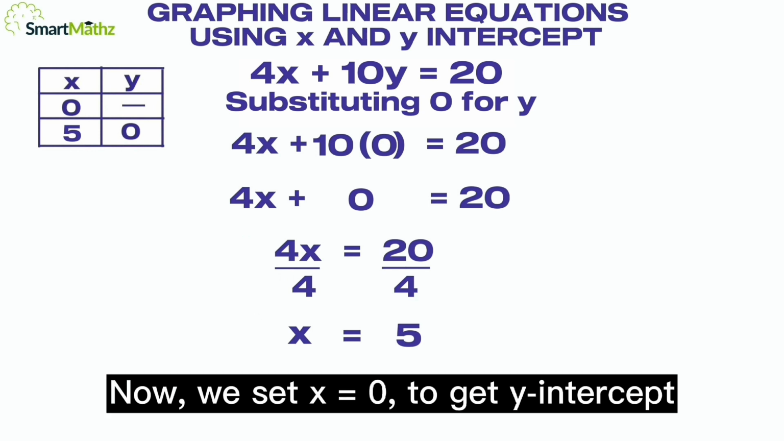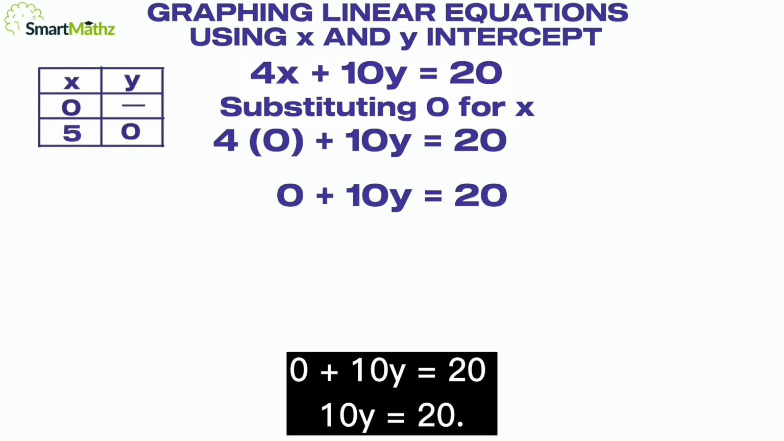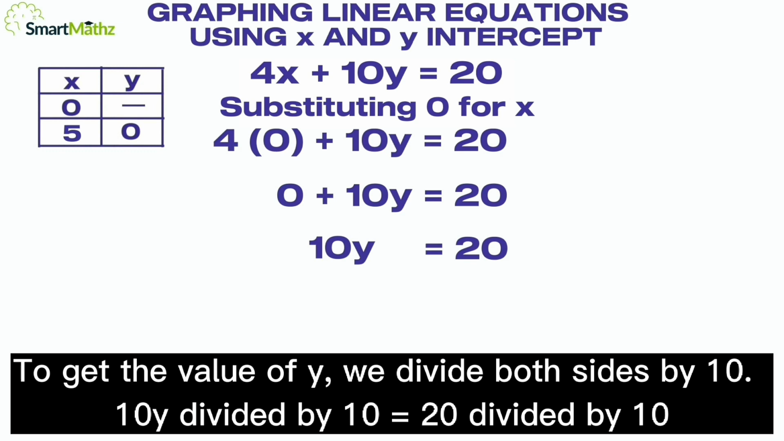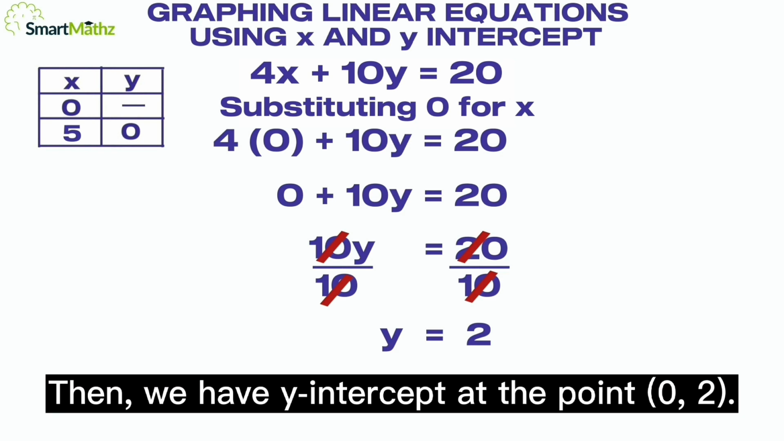Now, we set x equals 0 to get y-intercept. 4 times 0 plus 10y equals 20. 0 plus 10y equals 20. 10y equals 20. To get the value of y, we divide both sides by 10. 10y divided by 10 equals 20 divided by 10. We have y equals 2. Then, we have y-intercept at the point 0, 2.